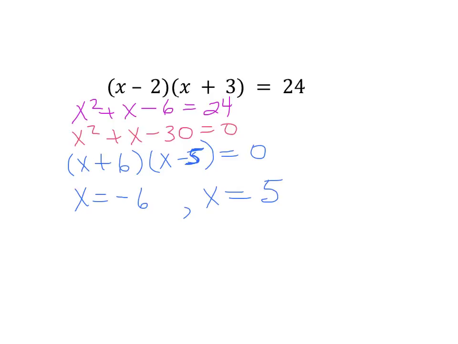Okay, finally, the last question. Here's the reveal. Multiply the brackets through, simplify it. You end up with x squared plus x minus 6, and then that is equal to 24. Take your 24, subtract it on both sides. You end up with x squared plus x minus 30 equals 0. Factor that, it's a simple factoring question, you have x plus 6 and x minus 5, and that is equal to 0. Set each bracket equal to 0, and you end up with x equals negative 6 and x equals 5.